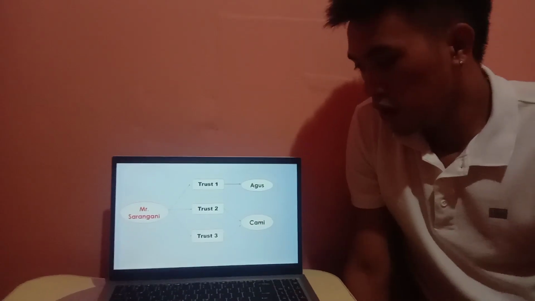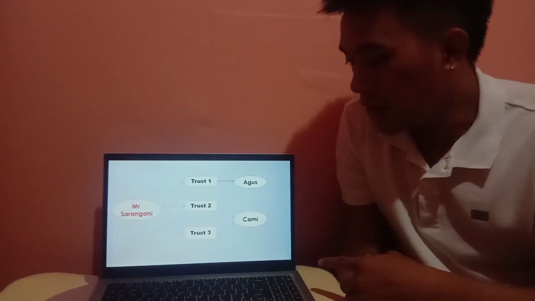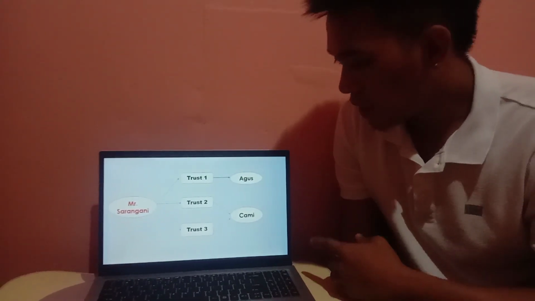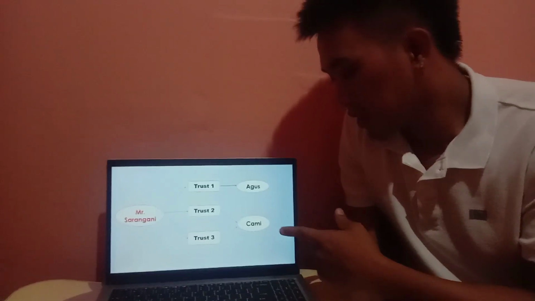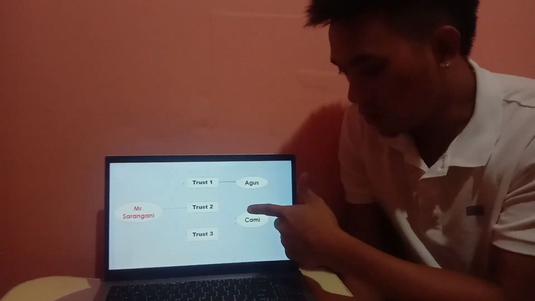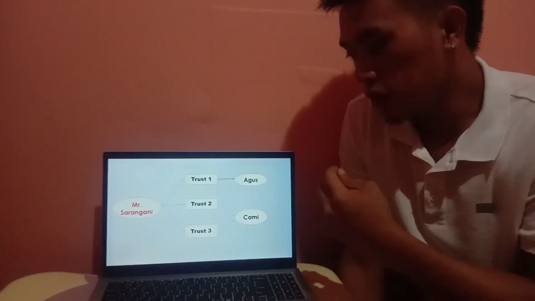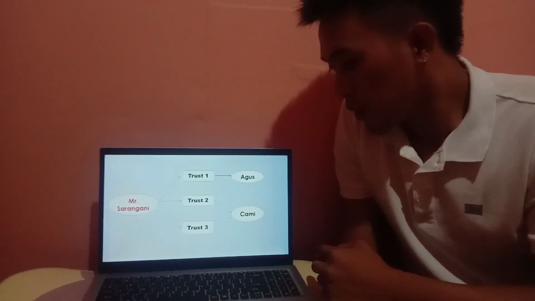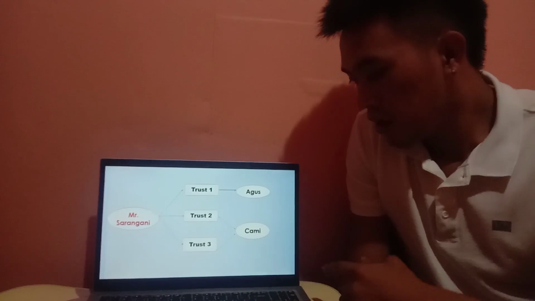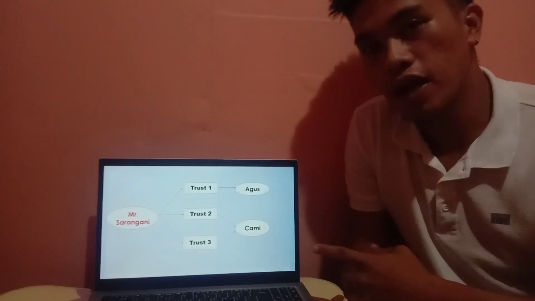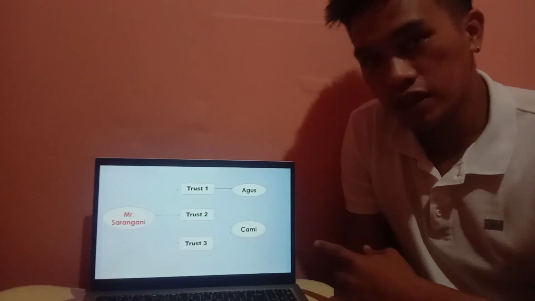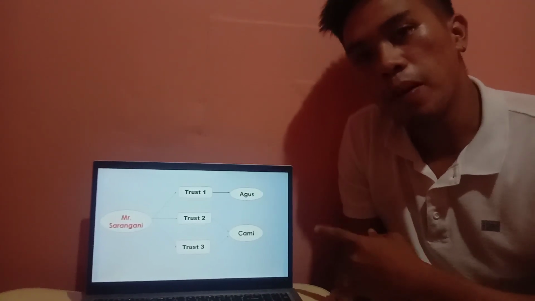Deductions. So, we have Trust 1, Trust 2, Trust 3. Agos is related to Trust 1. Kimi is related to Trust 2 and Trust 3. Mr. Sarangani is related to Trust 1, Trust 2, and Trust 3. Agos, Kimi, and Mr. Sarangani are not related fiduciaries of the trust, except if they are family members.